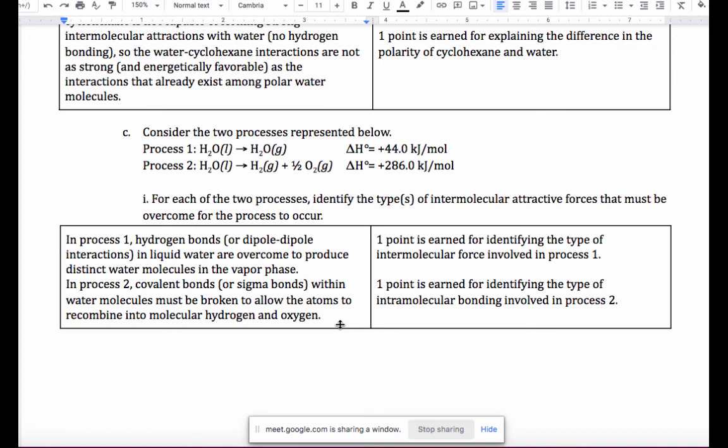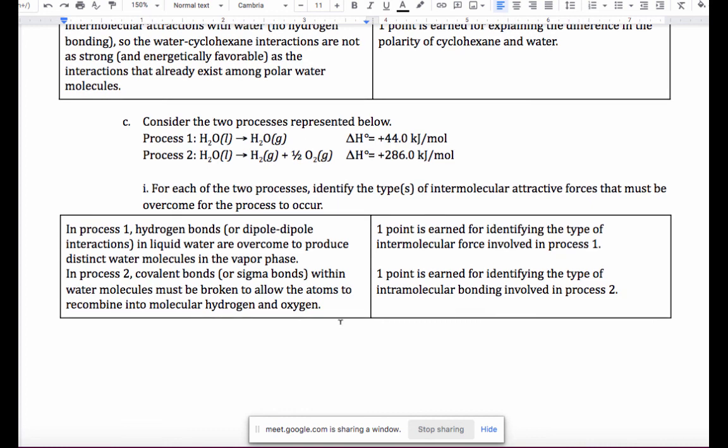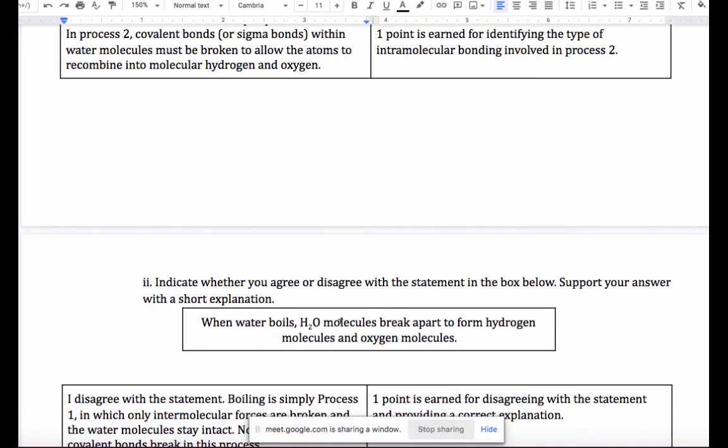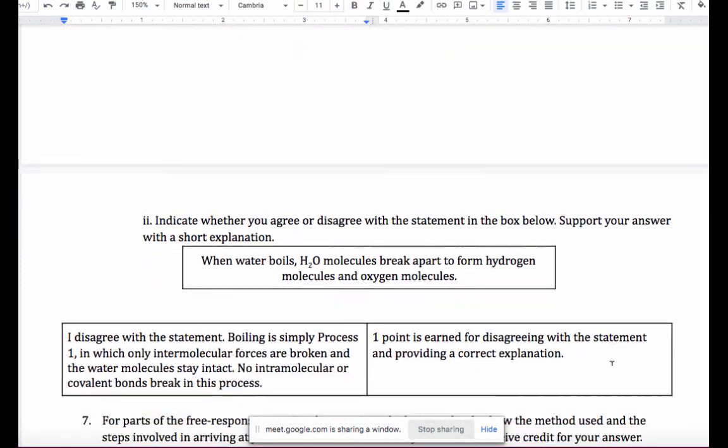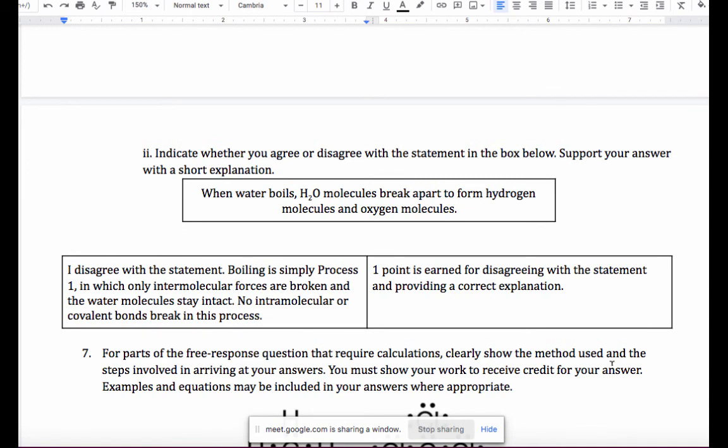And then finally, part 2 asks you to agree or disagree. It gives you a statement talking about water boiling. It says, when water boils, H2O molecules break apart to form hydrogen molecules and oxygen molecules. You need to indicate whether you agree or disagree and then support your answer. So you can't just say I agree or I disagree. You need to then elaborate.